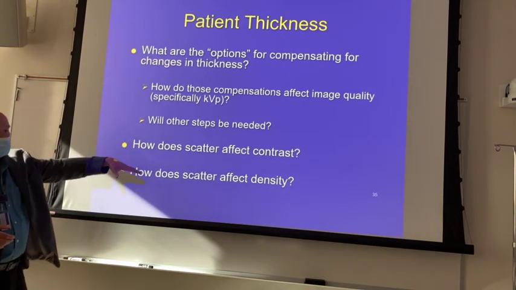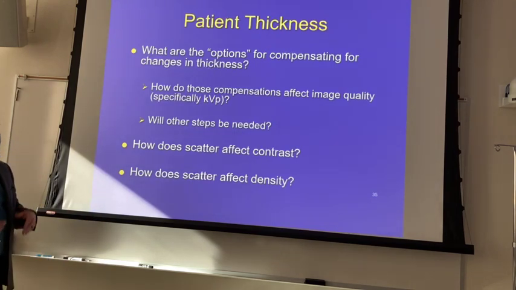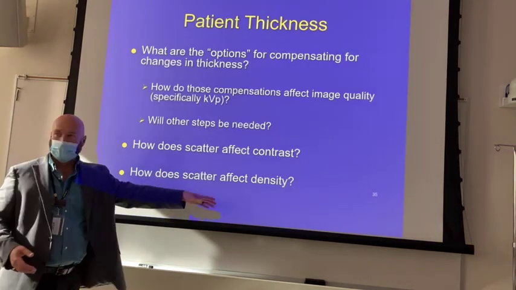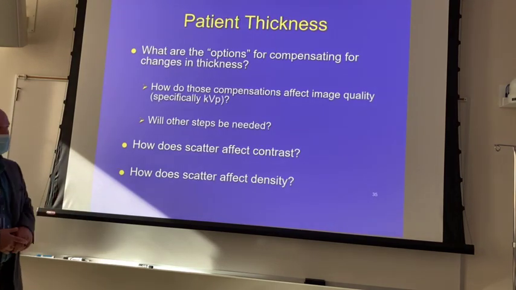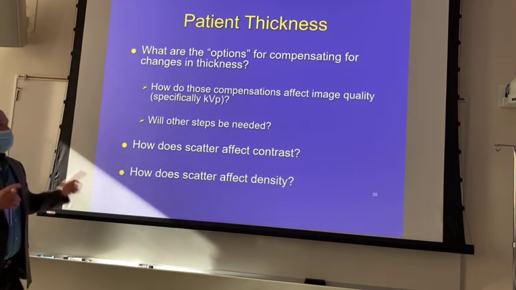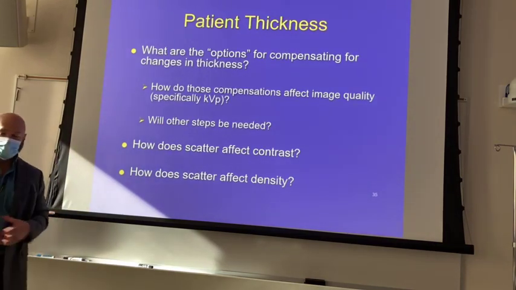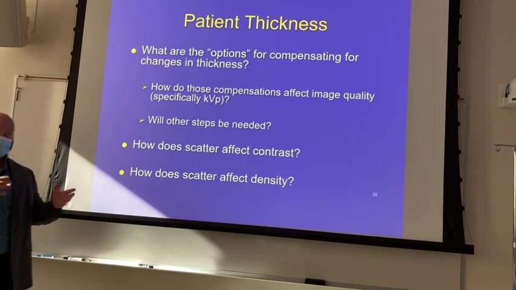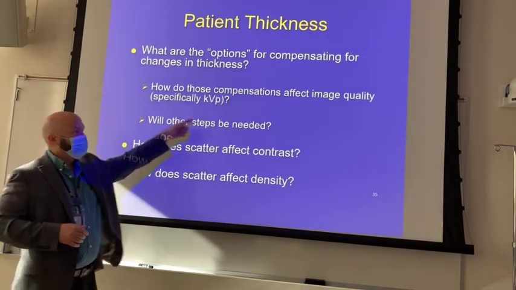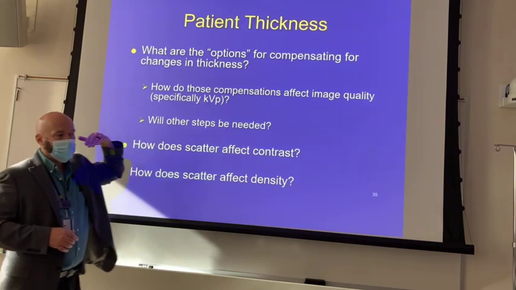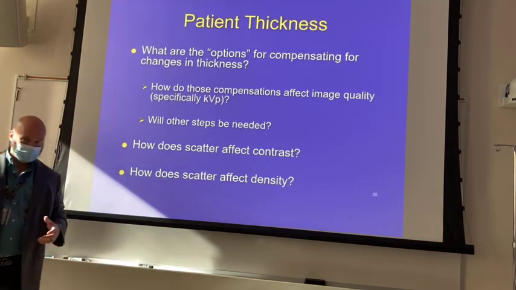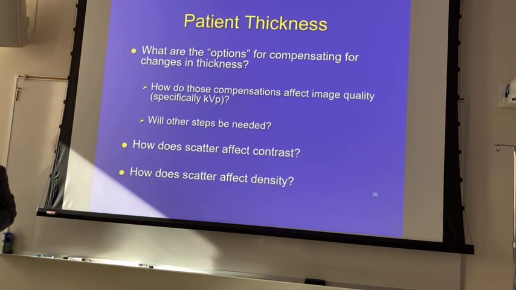So how does scatter affect contrast? We've beaten that to death. Does scatter affect density? Well, it depends. Did we increase our technique? It is a layer of density, but scatter all by itself just doesn't affect the density really all that much. So with a change in kVp, if you select kVp, as of the literature right now, and I really expect this to make a change as well, if you select kVp to compensate for tissue thickness, you're going to create more scatter radiation, right?